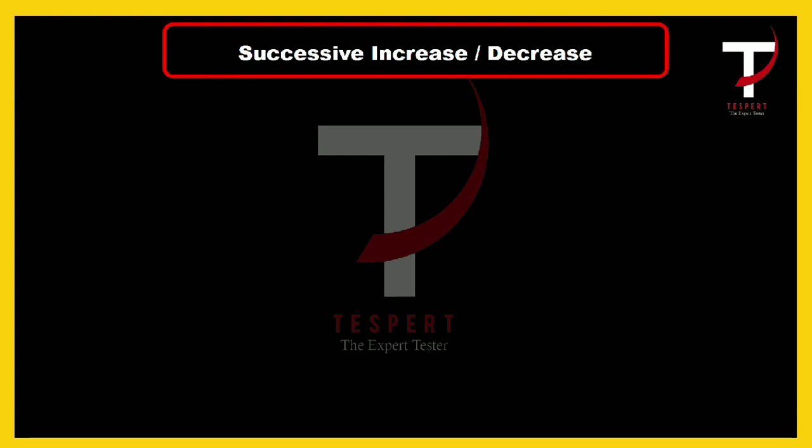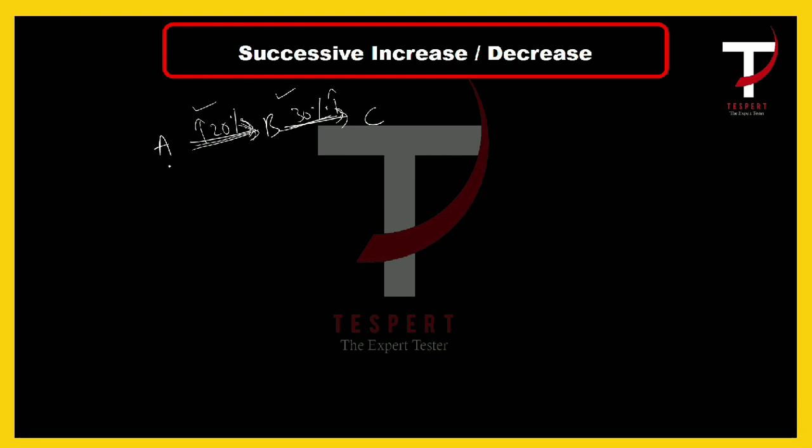So, successive increase and decrease. Let us consider A here, B here, and C. If the value of A is increased by 20%, and now the value of A became B, and B's value increased by 30%, and the new value is C. So we followed two steps here: from A to B is the first step, B to C is another step. So it's a two-step process.